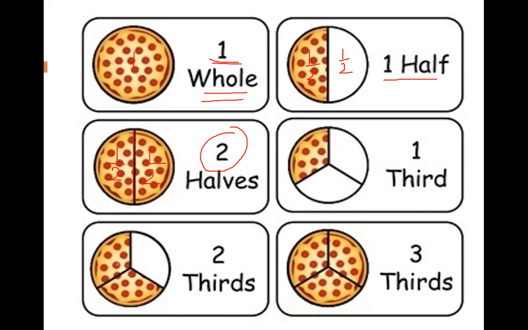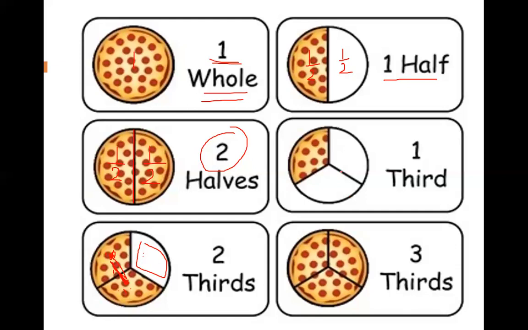When you are dividing this whole pizza into three equal parts, you can see that the parts should be equal in size. When you have eaten one part of it and you are left with two parts, what does it mean? It is 2/3. It means you are having two equal slices of pizza out of three equal parts.